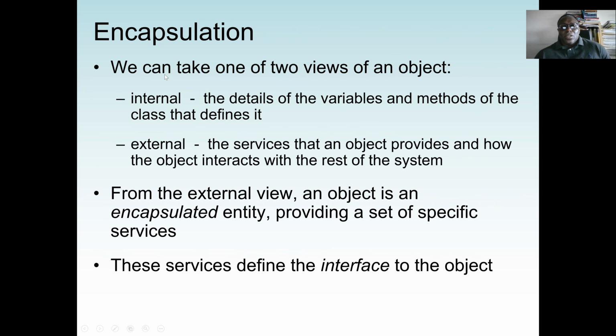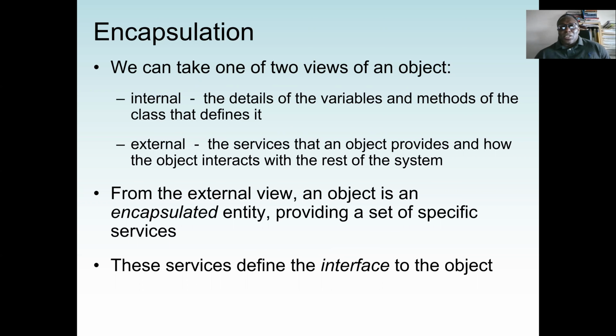Here we say that we can take one of two views of an object. The first is the internal. The internal will be the details of the variables and also the methods of the class that define it. So when we discuss the internal view of an object, we are discussing the instance variables, the characteristics of the object, and also its behavior, which is the methods. We can also talk about the external view of an object, which will be the services that an object provides and how the object interacts with the rest of the system.